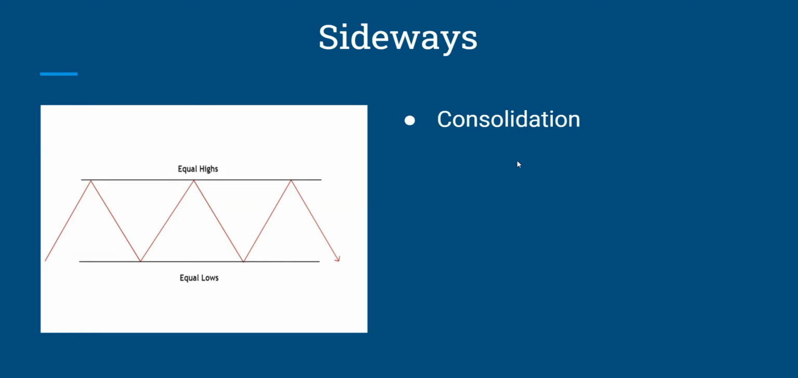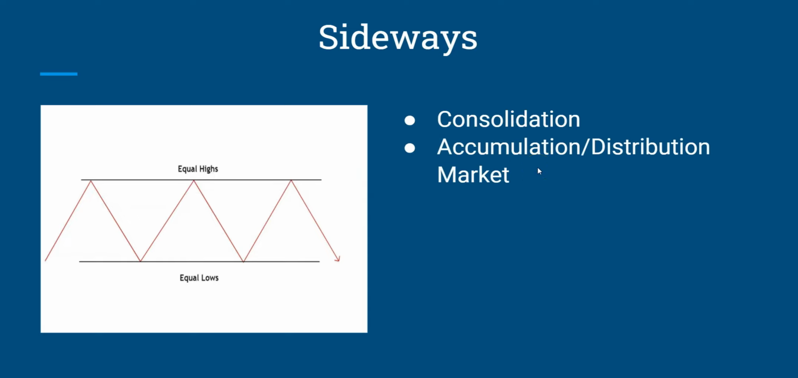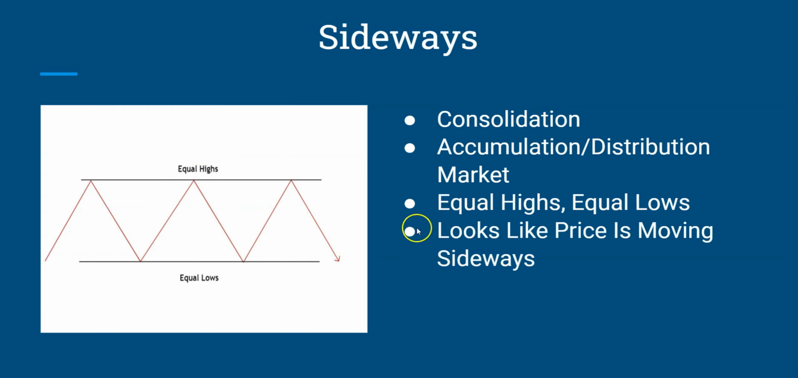The general retail traders call it consolidation. When we look at it, the actual term for it is either an accumulation or distribution zone, a distribution market, right? So it's either accumulating orders or distributing orders, right? So equal highs, equal lows, looks like price is moving sideways. Very simple stuff.